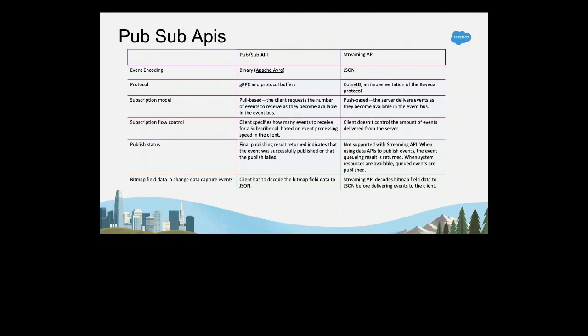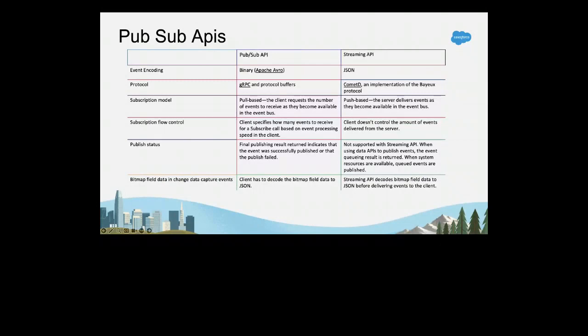With the streaming APIs, they used the CometD implementation of the Bayeux protocol. For the subscription model, as I told you, when the streaming API was there, it was a push-based model. The server delivers events available in the event bus. But in the PubSub API, it is pull-based. The client requests the number of events to receive as they become available in the event bus. As I showed you in the previous slides, the client was asking for events, like give me 100 events, give me 50 events at a time. So it's a pull-based model, which is new, and it's said to be a little bit more efficient as well.